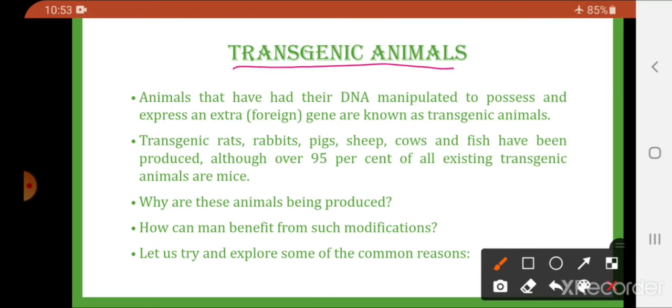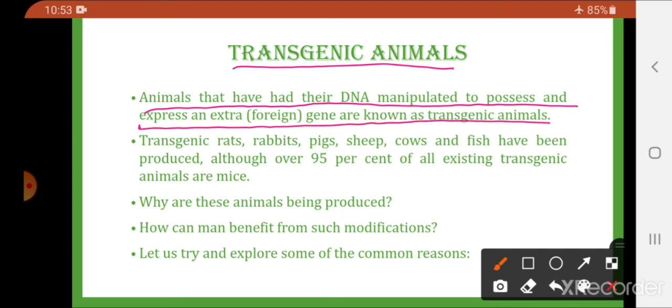Now, transgenic animals. Animals that have had their DNA manipulated to possess and express an extra foreign gene are known as transgenic animals. So, what are transgenic animals? Transgenic animals are those animals के जिसका DNA manipulate किया गया है. कैसे? By the entry of the extra gene and expression of that gene.